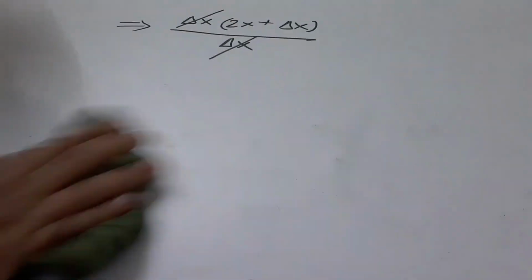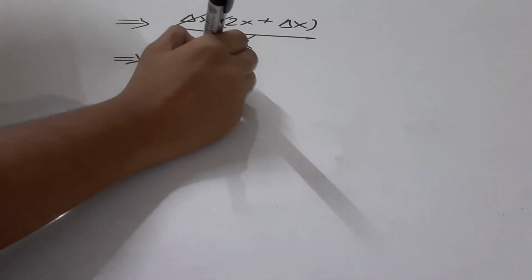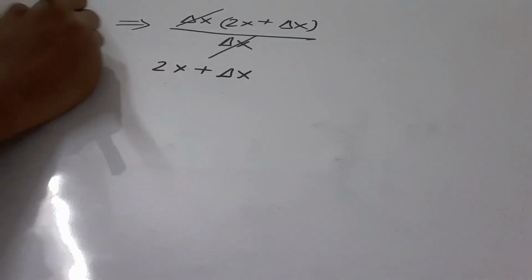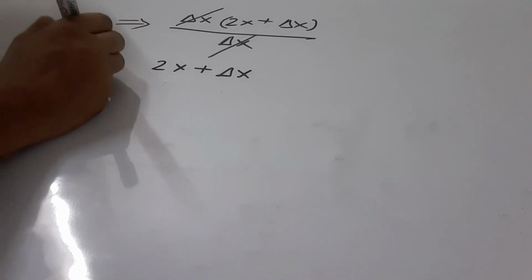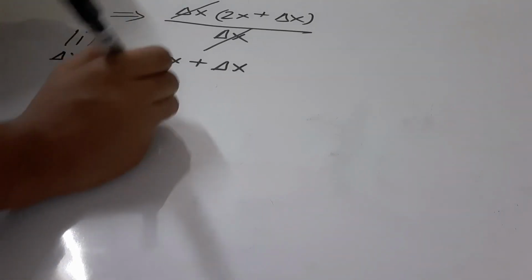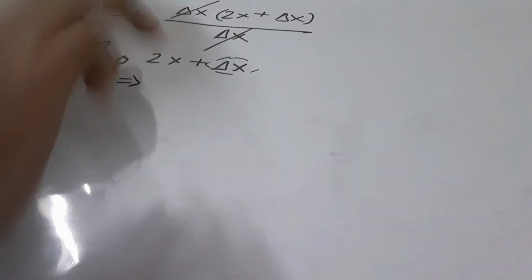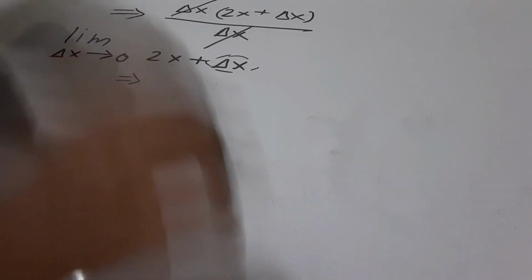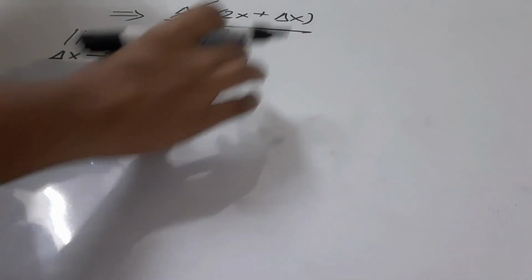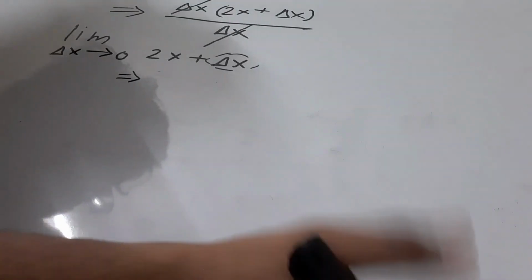And what we are left with is the limit of 2x plus delta x as delta x approaches 0. Now delta x is extremely small, so we can ignore delta x here. It's not 0, but it is extremely small to be neglected. We can neglect delta x because it is extremely small. That doesn't make a difference in our calculations. So if we neglect delta x here, we get 2x.